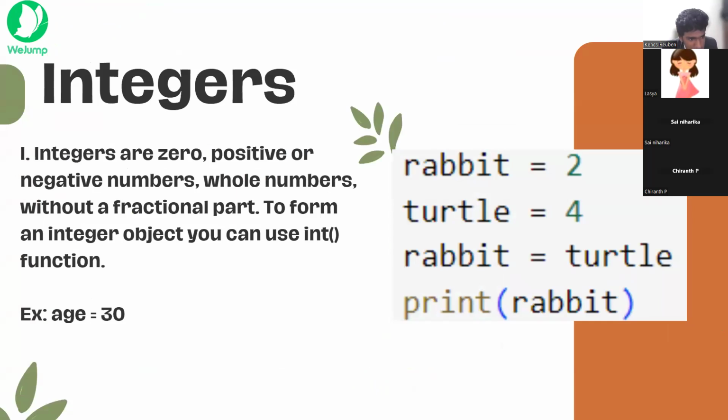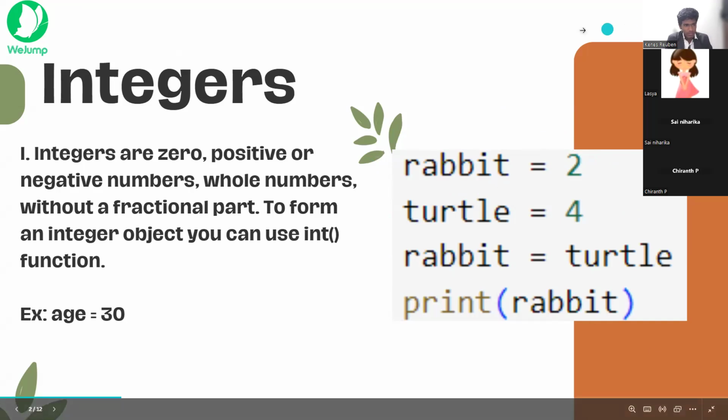Okay, so integers. I think we did discuss integers last class, right? Yes. Last class, while discussing variables, we did discuss integers. So I hope you all remember about the variables. It was taught last class, right? The variables. Niharika, can you find any one variable from this example?